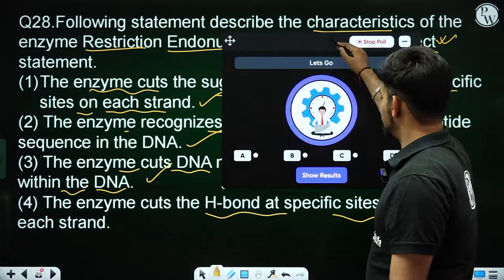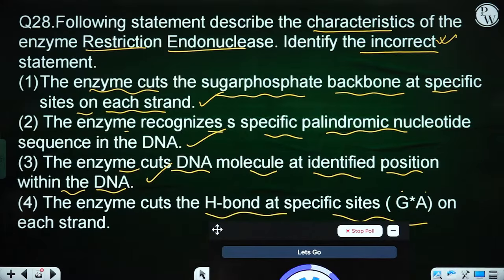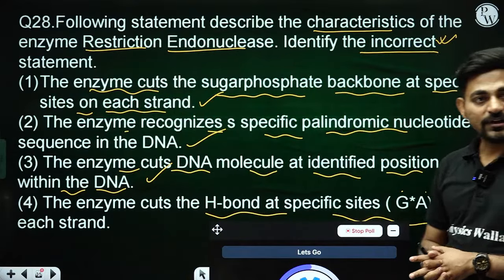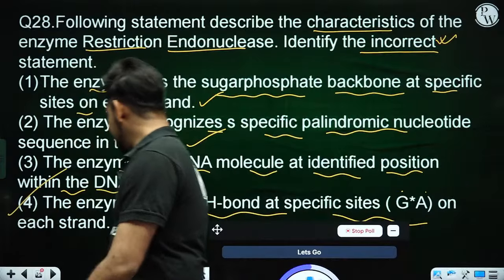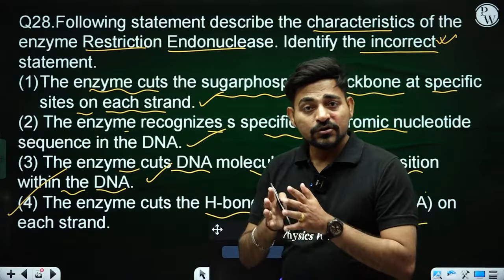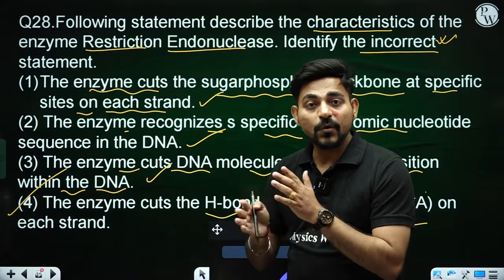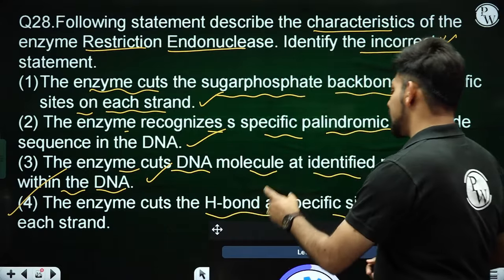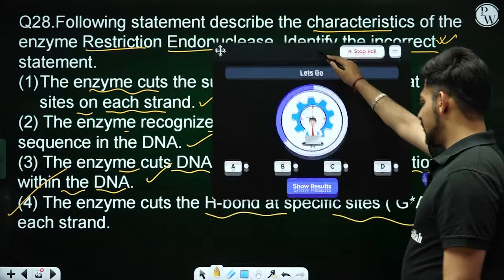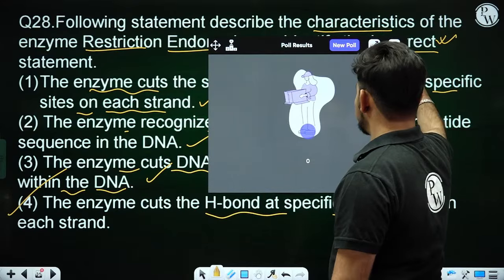So here I am sharing the poll. Let me check whether you can answer this. Okay, already I got one answer. Yes, these enzymes are responsible for cutting the sugar phosphate backbone. They are cutting the phosphoester bond. They are not responsible for cutting the hydrogen bond, because it's a kind of weaker interaction. So the answer will be option 4. That's incorrect.